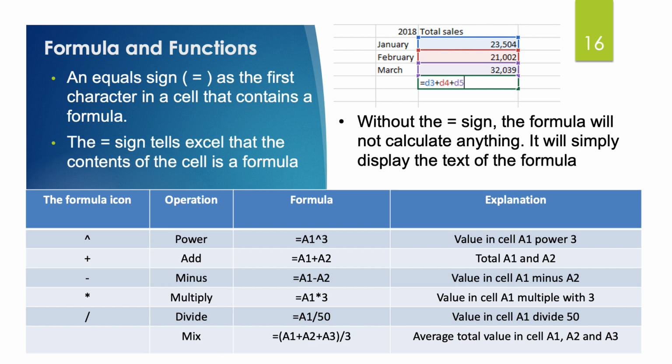So what you want to do over here is read at column D. Assuming that these numbers are at column D, the first one is at row 3, the second one is column D, row 4, the third one is column D, row 5. And then you want to do the addition of it.